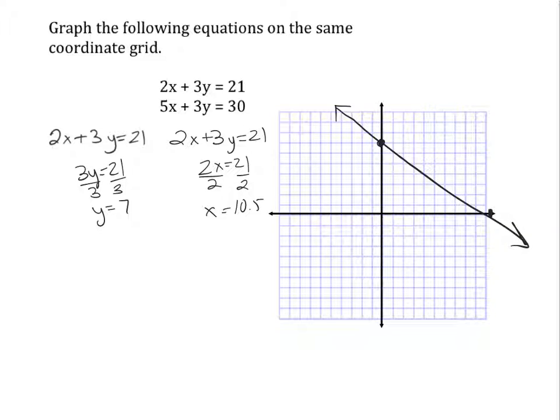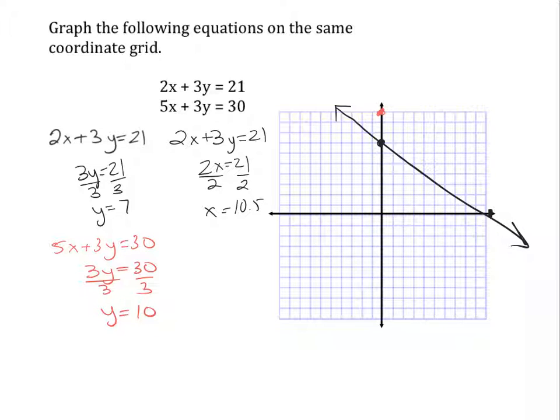Now the next thing that you need to work on is the second equation. And so that second equation, 5x plus 3y equals 30. We're going to do the same thing, covering up the x's first. So 3y equals 30, dividing by 3, y equals 10. So on the y-axis, we're going to put a point at 10.